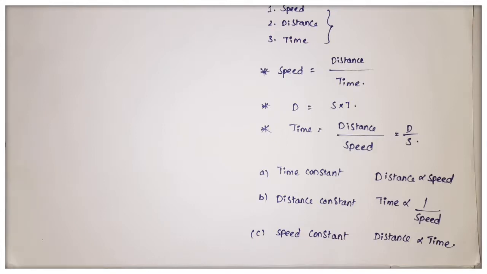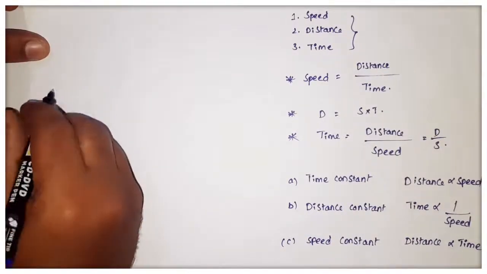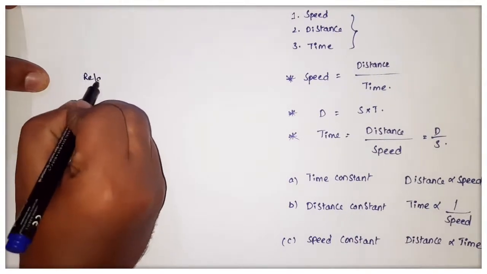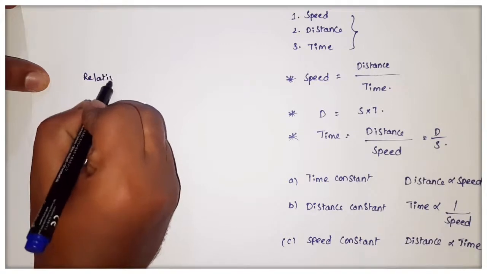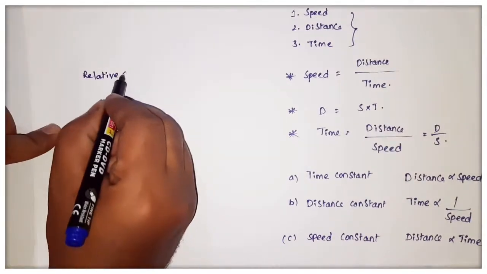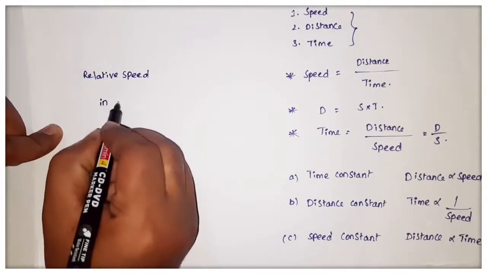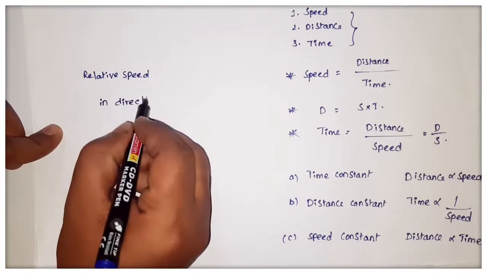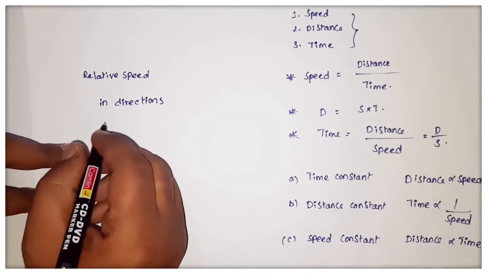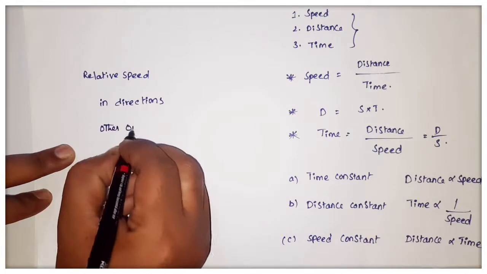And we need to remember a few more. When two objects are moving, relative speed is nothing but the speed of one object with respect to another. Relative speed is of two types: when both objects are moving in the same direction, and when objects are moving in the other direction, which means the opposite direction.